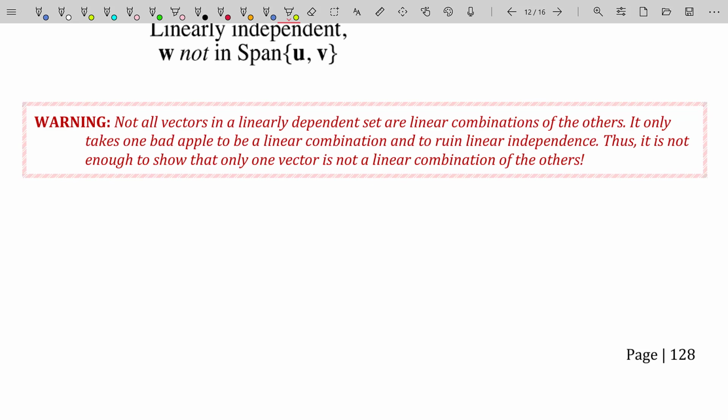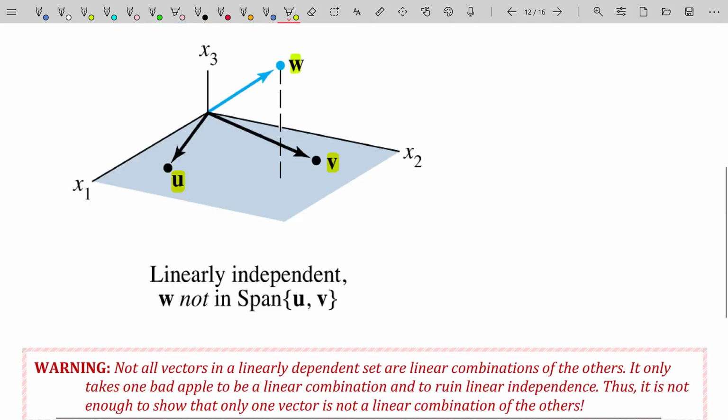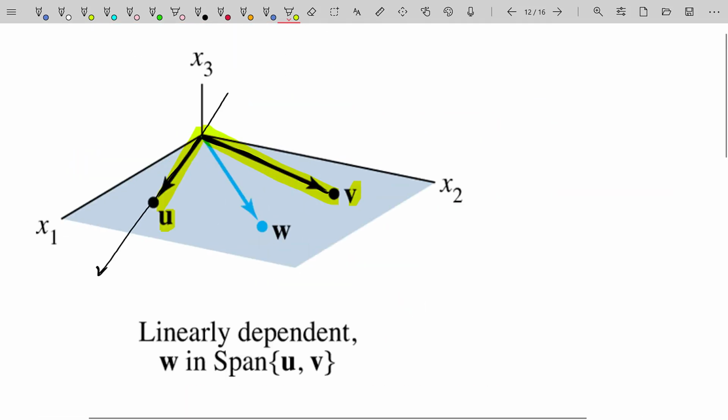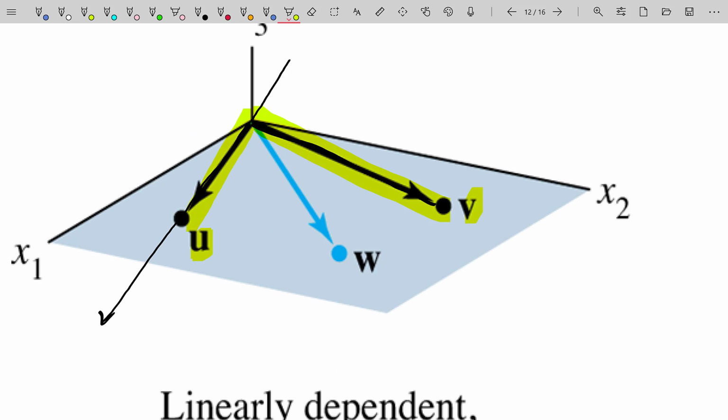So if I give you 10 vectors and I say that set of 10 vectors is linearly dependent, it doesn't mean that they all rely upon each other. It just means there might only be one bad apple. If you remove that bad apple, it may become a linearly independent set. This visual is kind of showing that. This set of three vectors is currently linearly dependent. However, it's linearly dependent because of one bad actor. If you remove this bad actor, all of a sudden, the set becomes linearly independent.